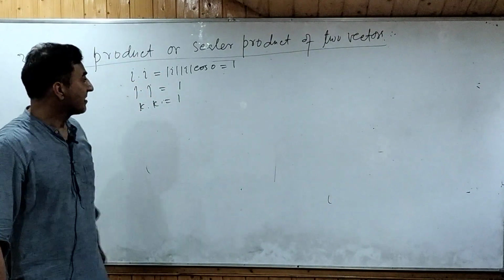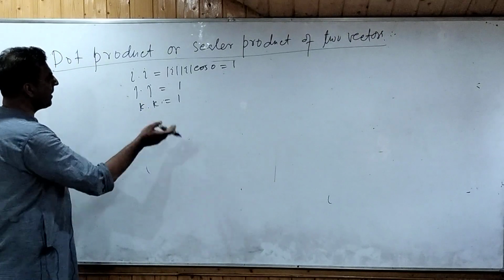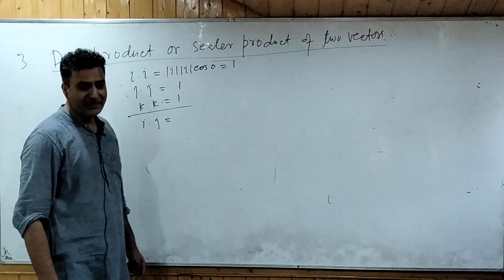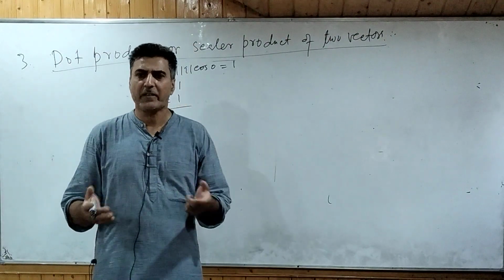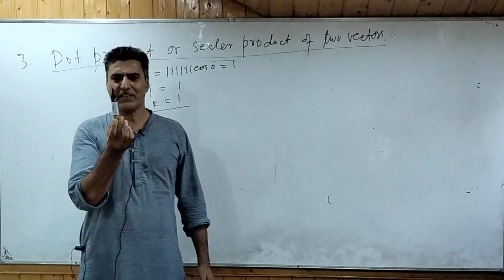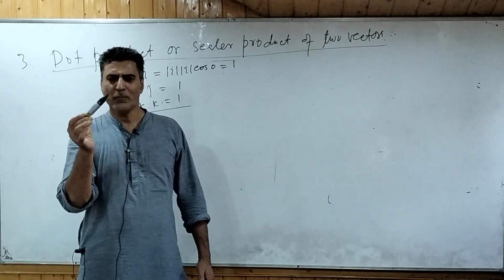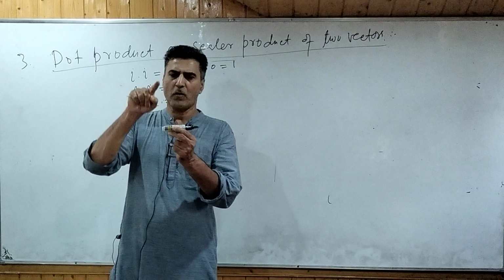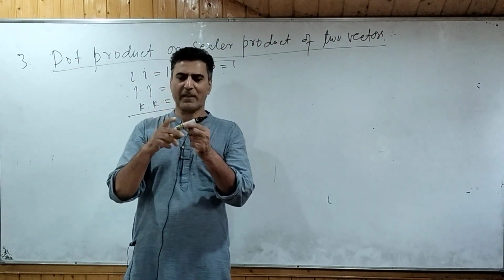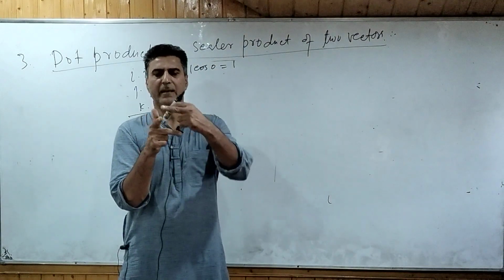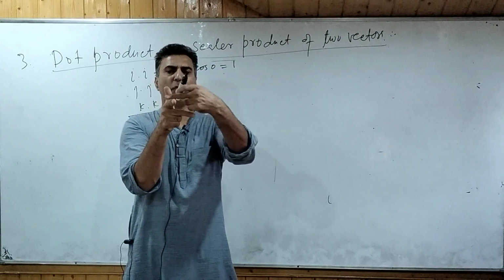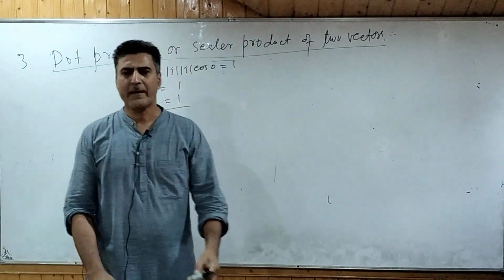So the dot product of two same unit vectors is always 1. What is I dot J? I and J are perpendicular to each other, because I has this direction, J has this direction, and K has this direction. They are mutually perpendicular: this is x, this is y, this is z. They make 90 degrees with each other.